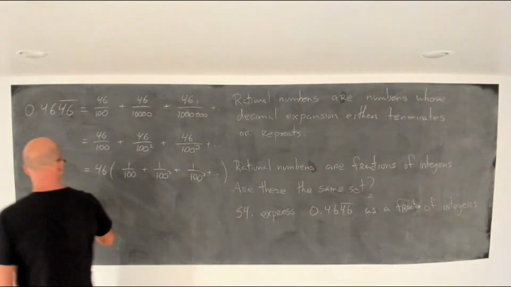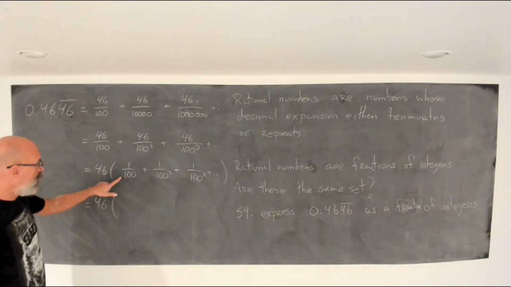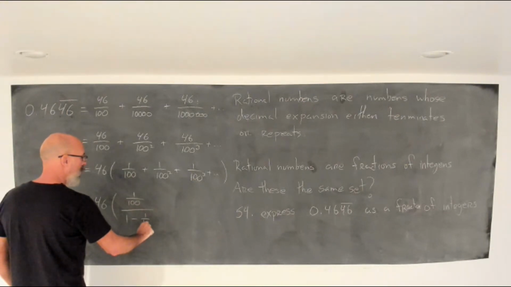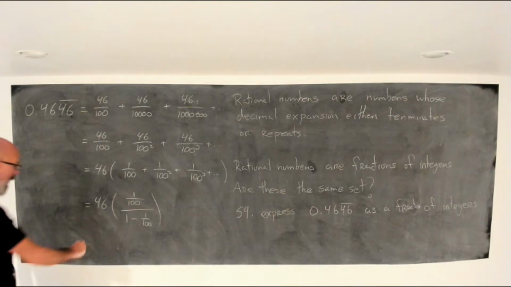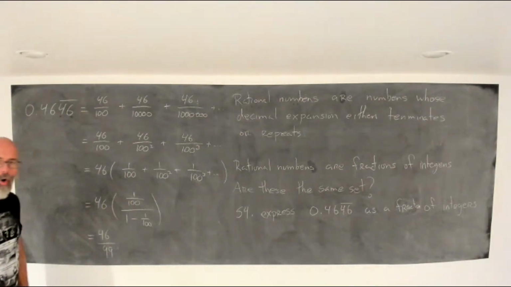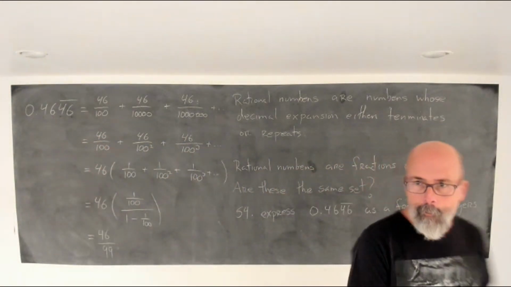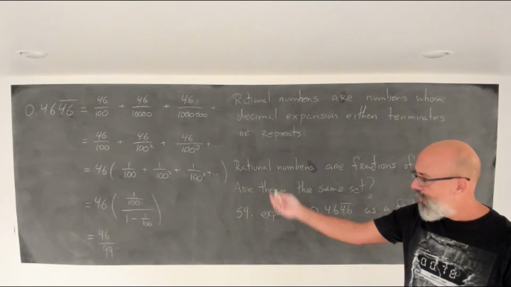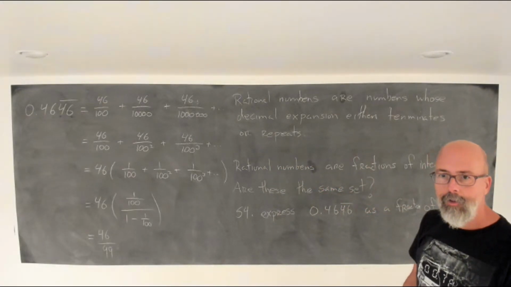What does it converge to? This converges to the first term over 1 minus 1 over 100, which, as suggested earlier, is 46 over 99. And if you enter 46 over 99 on the calculator, you'll see that it gives you 0.46, 46, 46, where the 46 repeats.